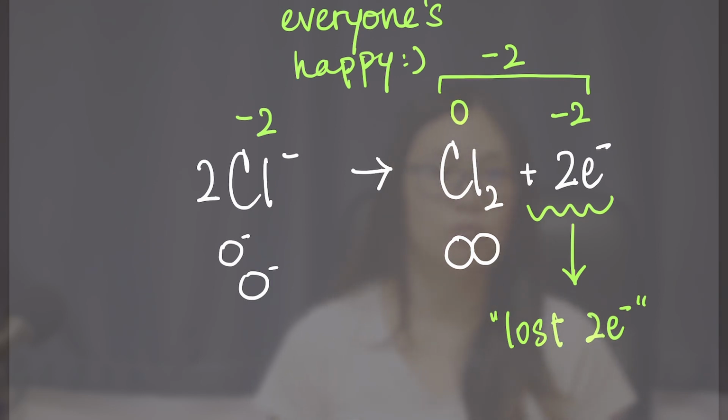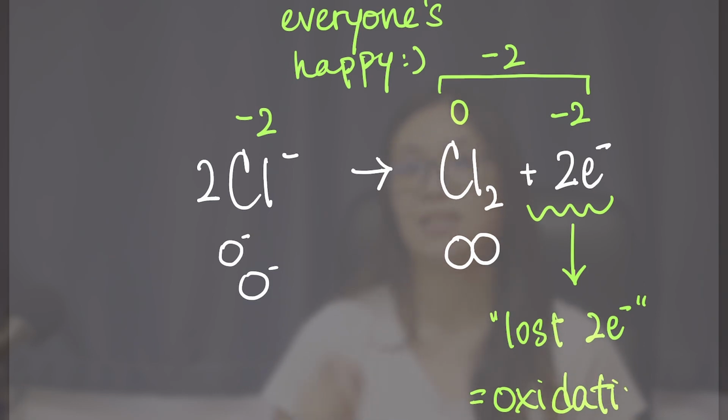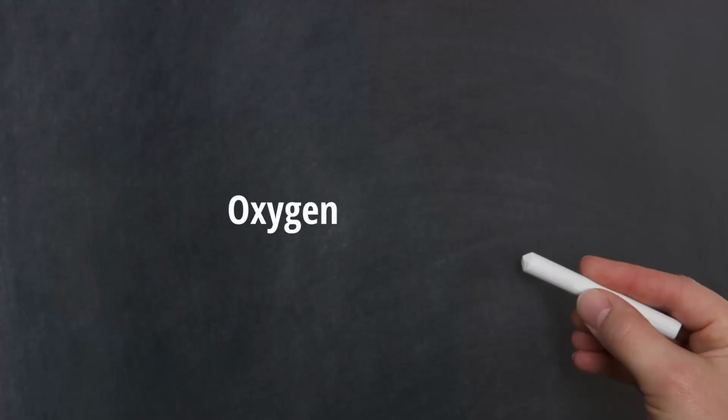Going back to our oil rig, this means that the chloride ion has undergone oxidation because it has lost electrons. Another way to determine whether something has undergone oxidation or reduction is by looking at the oxygen behavior. We'll use this reaction to explain what we mean.